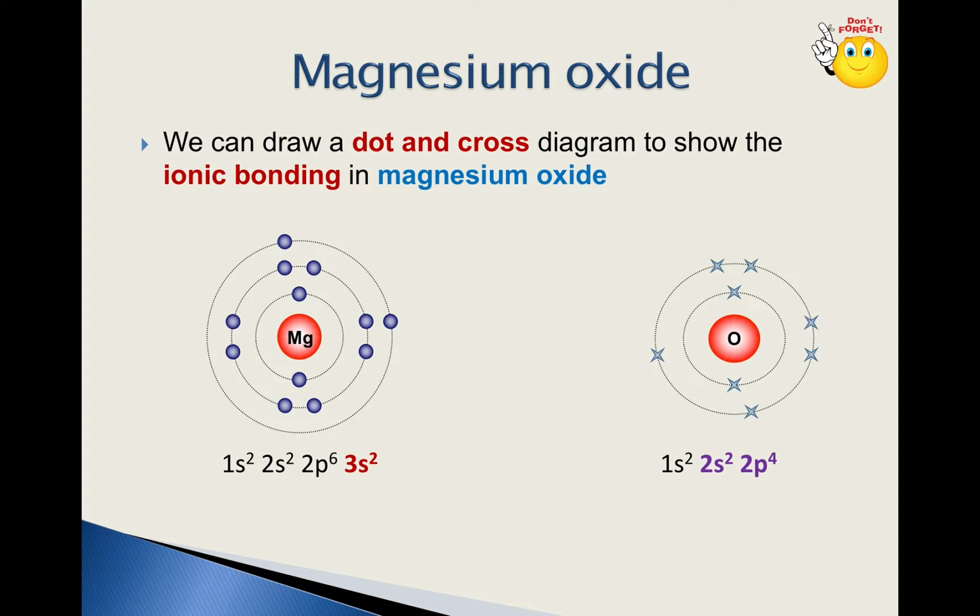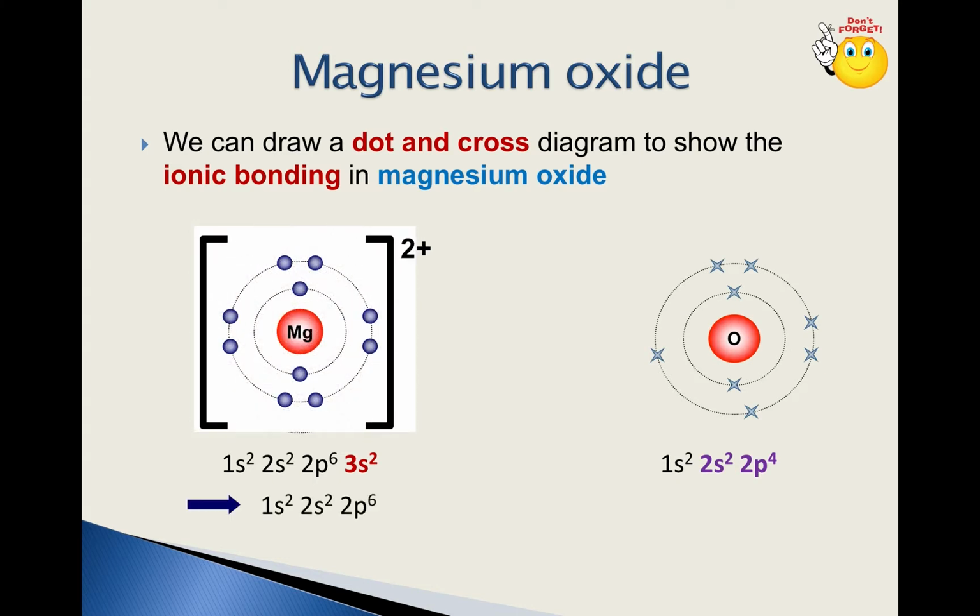So there's an electron transfer where the magnesium atom will lose 2 electrons, the oxygen atom will gain those 2 electrons, and we will produce 2 ions. The magnesium, having lost 2 electrons, gets a full noble gas electron configuration, and produces an ion with a 2+ charge. The oxygen gains those 2 electrons and again gets an electron arrangement of a noble gas, but this time gets a 2- charge because it's gained 2 electrons.